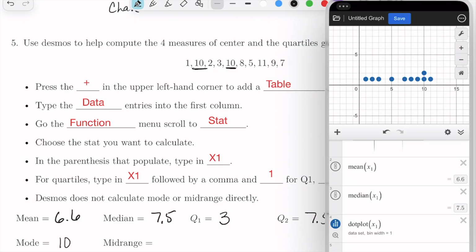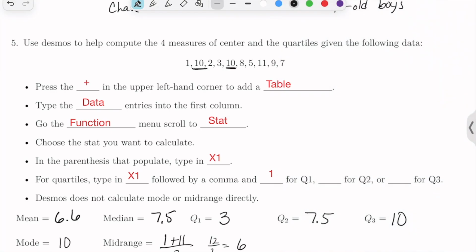Lastly, the mid-range. Desmos does not have that as one of the functions, so I'm just going to do 1 plus 11 divided by 2. That's the min plus the max divided by 2, which gets me 6 for the mid-range. Let's move down and start talking about measures of spread. Oh, I know some people want those. So you type in a 2 for Q2, a 3 for Q3, and it doesn't really do the mode or mid-range very well.